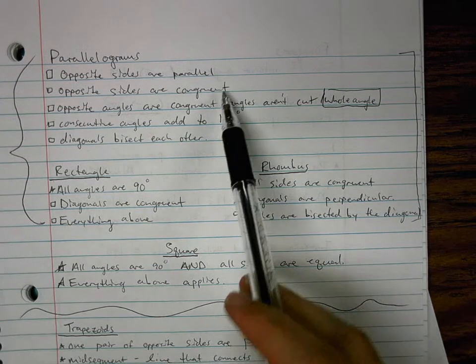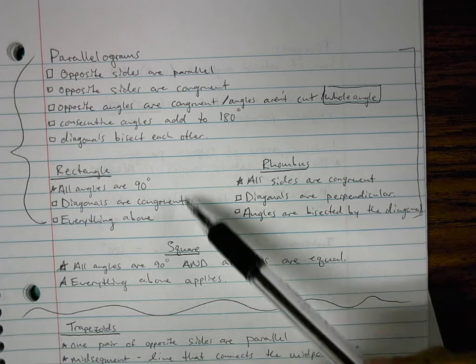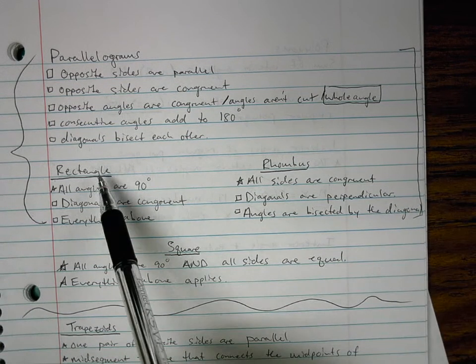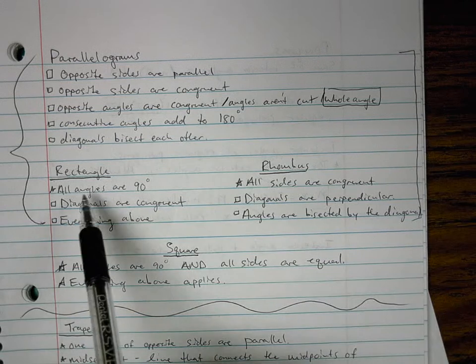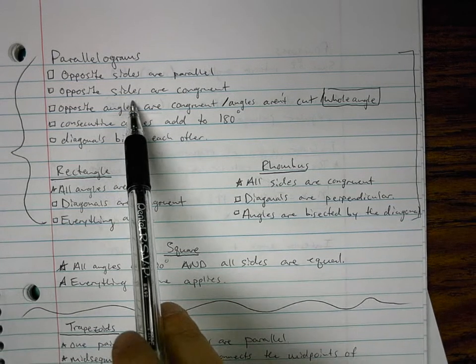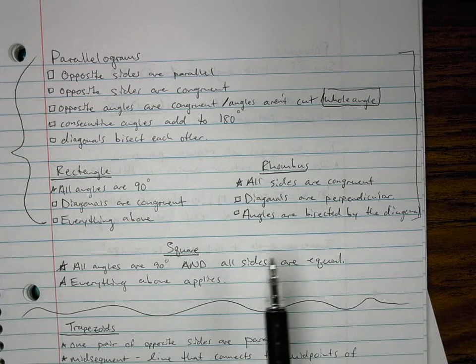There's stuff about parallelograms, rectangles, rhombuses, and squares. Remember, it gets more specific as it goes down. A square is a rectangle, is a rhombus, and is a parallelogram. A rectangle is a parallelogram. A rhombus is a parallelogram. So on and so forth.